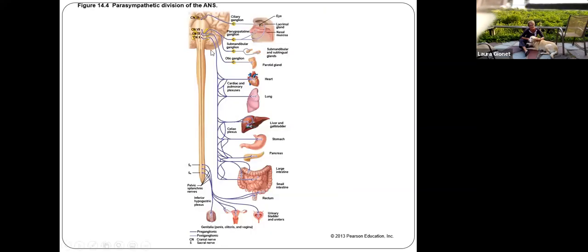This one is better to show you the cranial nerves 3, 7, 9, and 10. So it shows you cranial nerve 3 travels to the eye. That's pupillary constriction. 7 goes ultimately to the lacrimal glands and some of the nasal mucosa. We have the glossopharyngeal to some of the submandibular and sublingual glands.